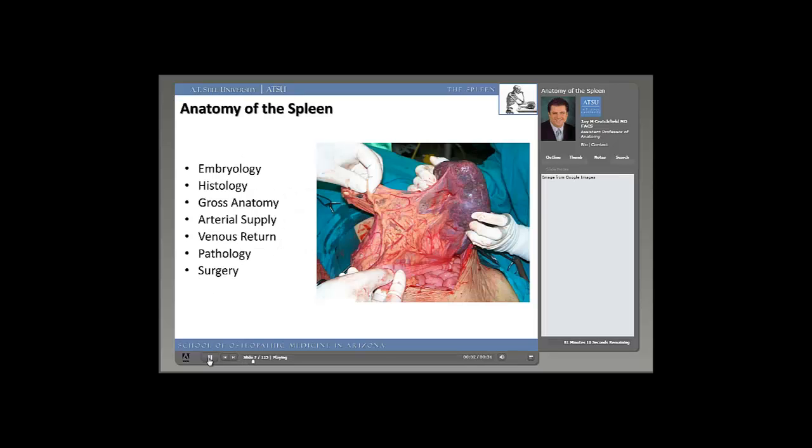In this presentation, we're going to discuss the embryology, the histology, the gross anatomy, which will include the arterial supply and the venous return of the spleen. Also briefly discussed are the lymphatics and the innervation of the spleen. As I've already mentioned, this is an all-inclusive presentation, which will include not only the embryology, but some radiology, cross-sections, and surgical videos, as well as a video by Dr. Ackland.